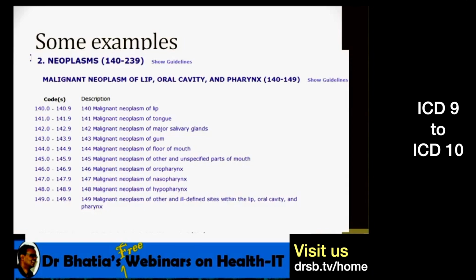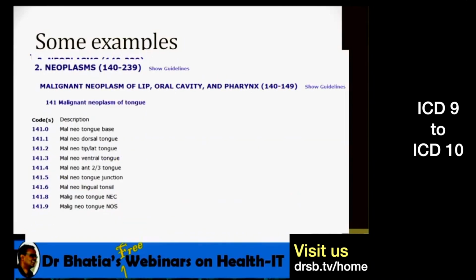141.9. So you can see that by virtue of the numbers, you can code only about 9 to 10 diseases of each particular anatomy. So there is a limitation on the number of diagnoses that can fit under a particular code. Moving ahead, you will also see that after 141, we are only seeing the cancer of the tongue here, 141.0 to 141.9. So once again, there is a limitation on the number of diagnoses we can have here.